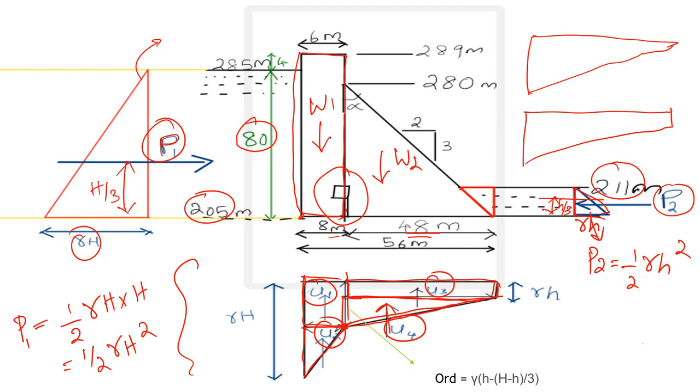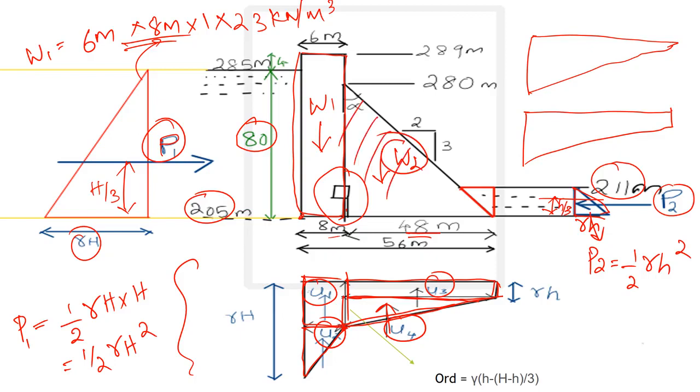So W1 and W2: simply take the area of this portion. W1 is equal to 6 meters into 8 meters multiplied by 1, that is the unit length of the dam, multiplied by the weight of concrete given, that is 23 ton per meter cube, so it is 23 kilonewton per meter cube. That's how we calculate. Similarly, we will calculate W2 by taking the area of this triangle and then multiplying it with the unit weight of concrete.